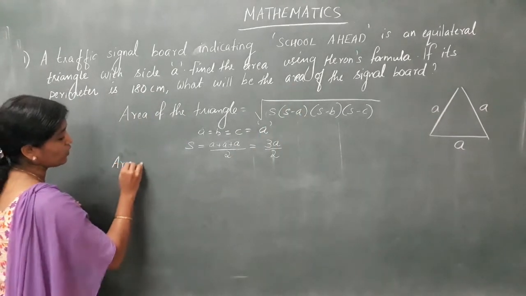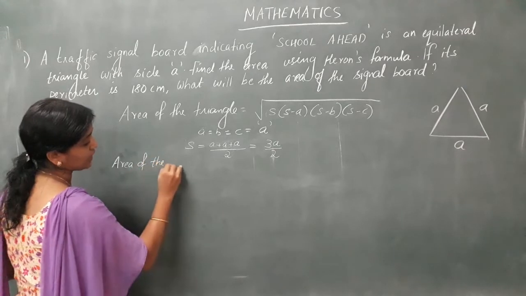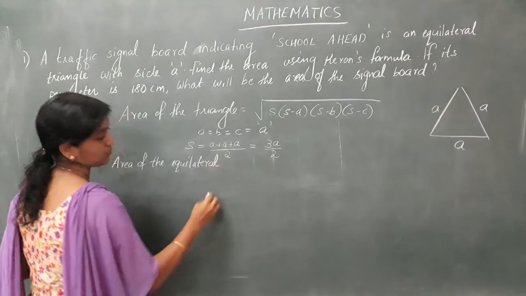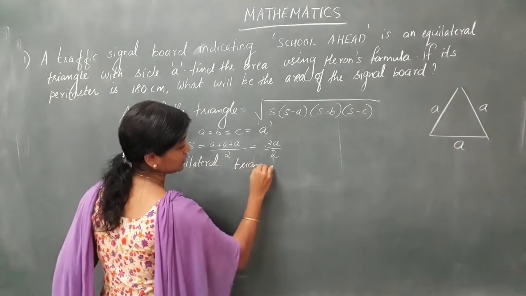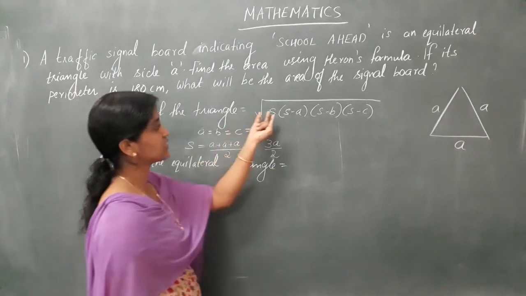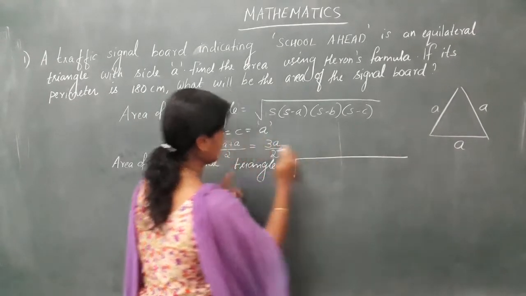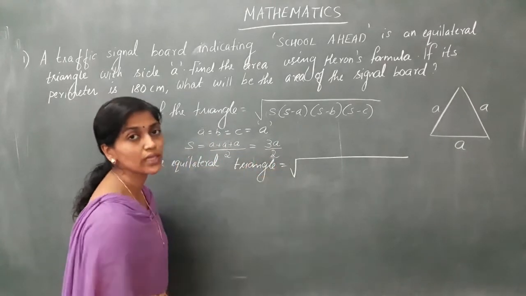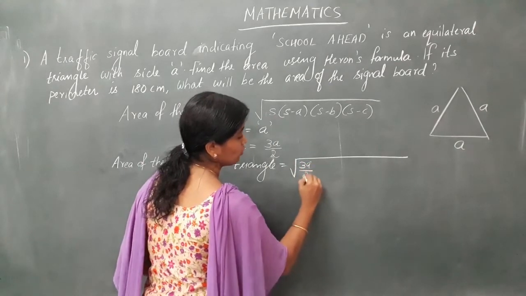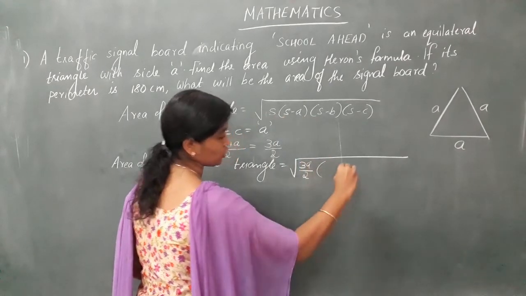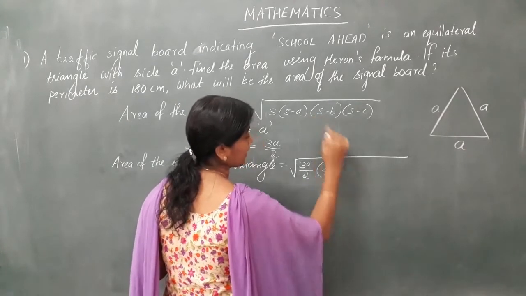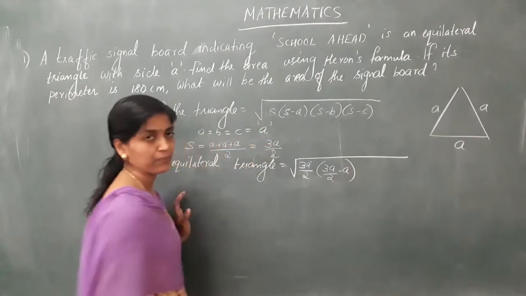So, area of the equilateral triangle we are going to find. Area of the equilateral triangle is equal to, we know it is root of S into S minus A, and what is S we got here? S is equal to 3A by 2. So we are going to substitute here. That is root of 3A by 2, then into S minus A, S is again 3A by 2, now minus A, that is A.